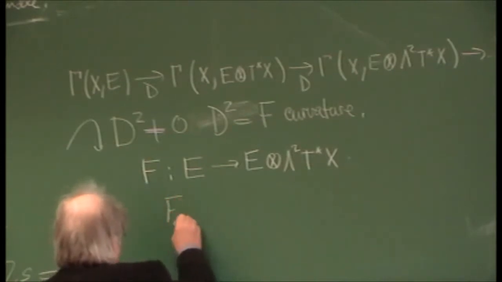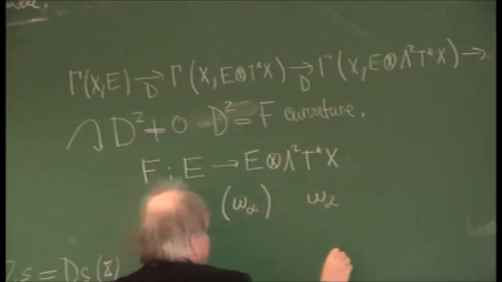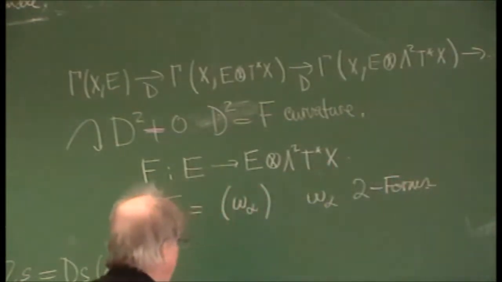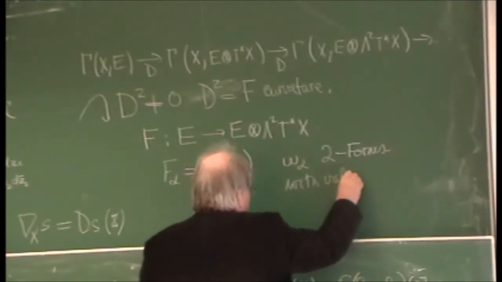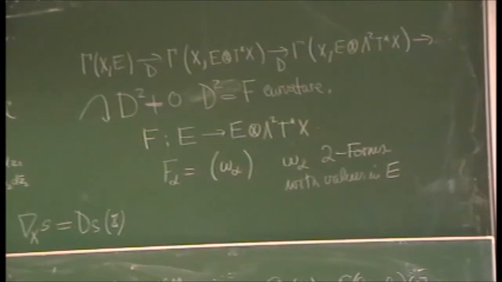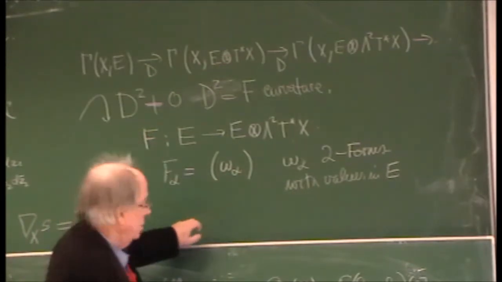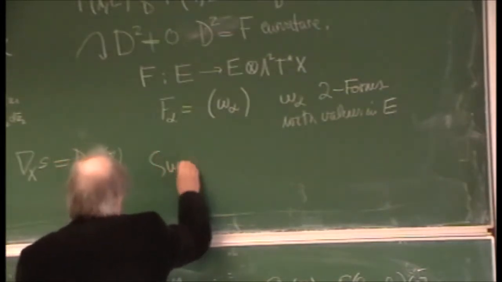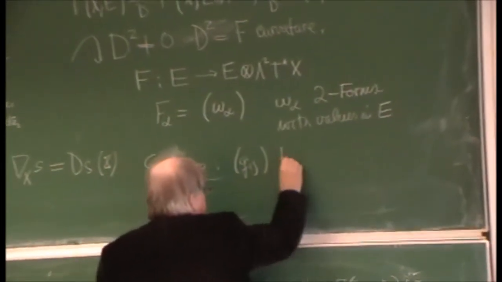So F alpha in local coordinates is omega alpha, where the omega alpha are two forms. Of course, they have to transform some way, with values in E. It's just a homomorphism from one bundle to another, but here you can write it down as a differential two-form. Okay. Now suppose the G_ij are the transition matrices.